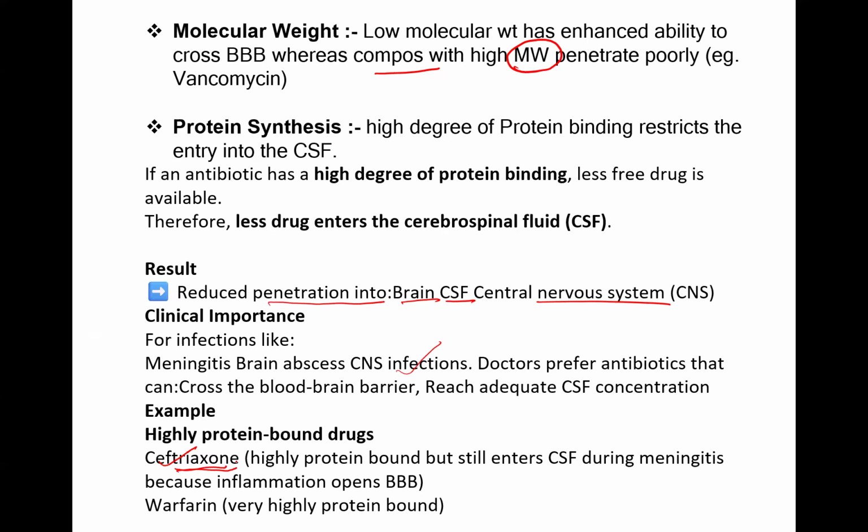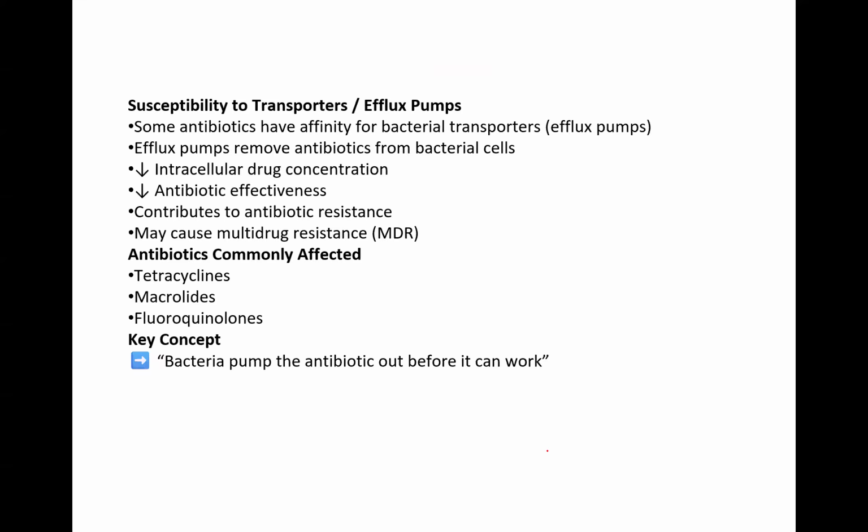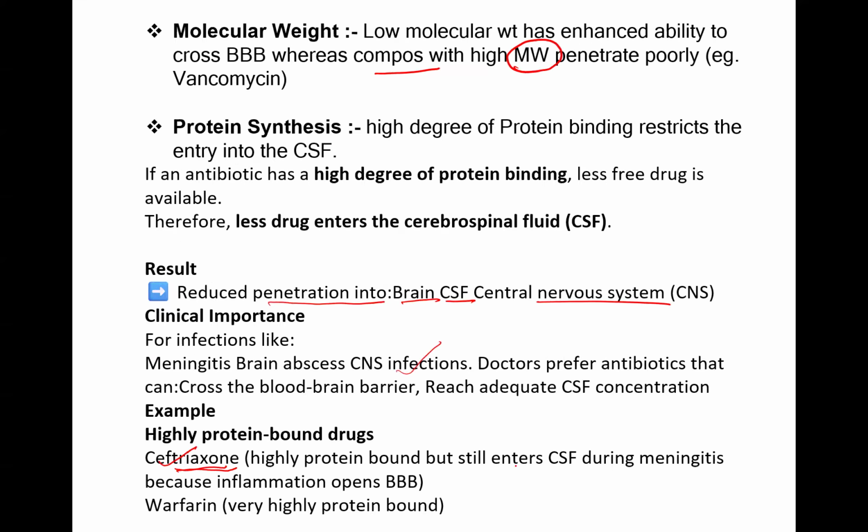But usually in brain infections or CNS infections, it is better to choose a drug which can cross the blood-brain barrier easily and has less protein binding. The same is true for most drugs. If the protein binding is very, very high, the amount of drug reaching the site of action is less. Of course, it's not only in the case of the brain, but also in the case of all other drugs.